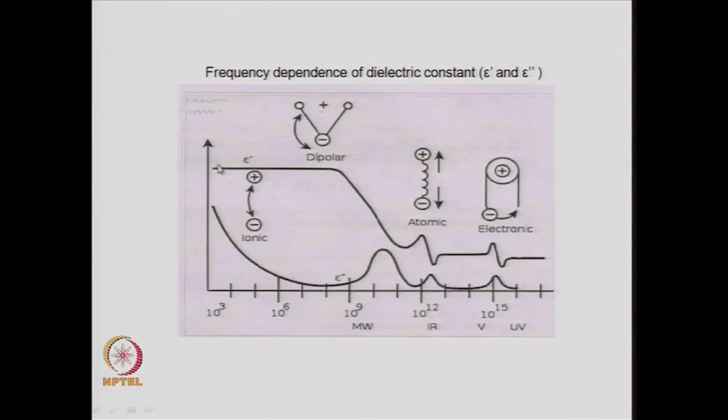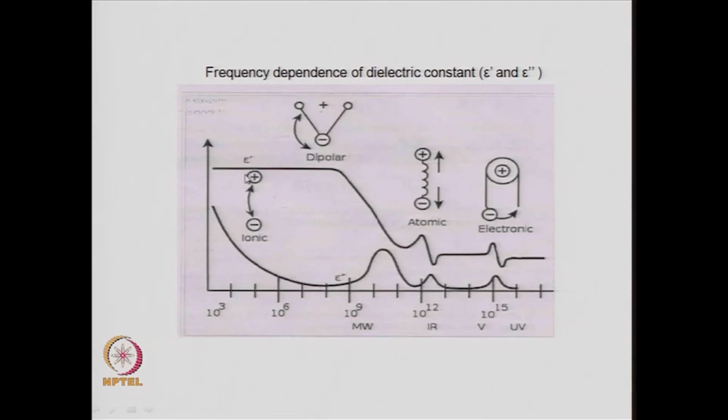So, if you plot the alpha prime, then it shows a variation like this. This is the value at low frequencies. On the x axis you have frequency: 10 to the power 6 hertz, 10 to the power 9, which is gigahertz, or the microwave frequencies, and then 10 to the power 12 hertz, which is the infrared frequency, and then you come to 10 to the power 15 and more, which is the ultraviolet region.